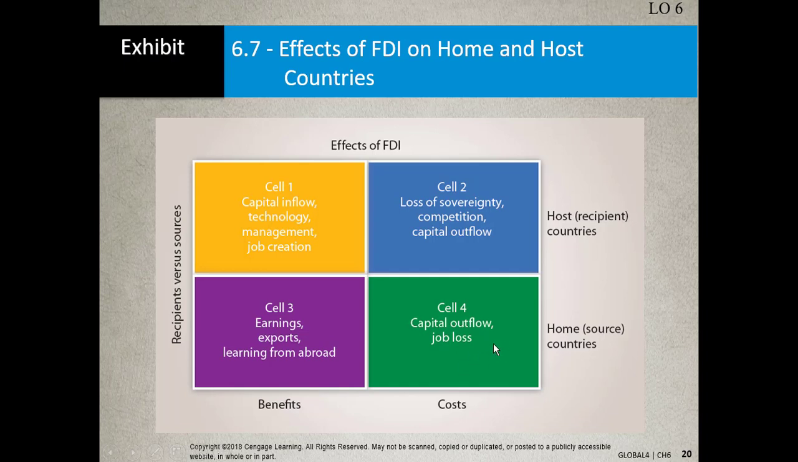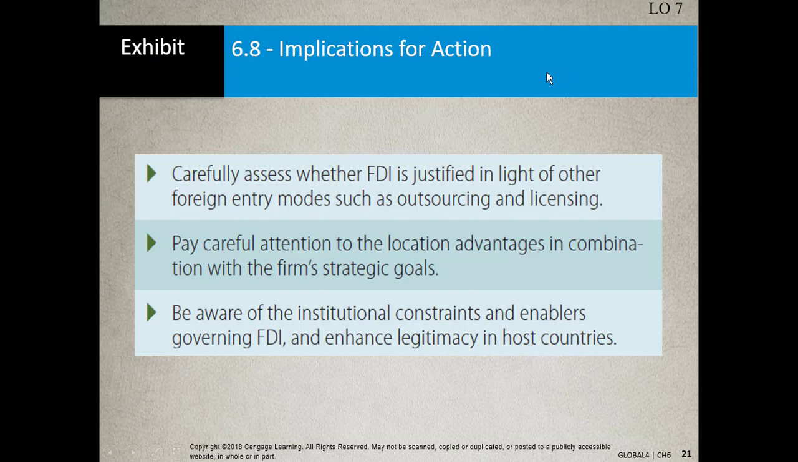All right, let's see. What are the implications for action? So here we go. We are now looking at the very last part of the chapter for implications for action. Number one, carefully assess whether foreign direct investment is justified in light of other foreign entry modes, such as outsourcing or licensing. Sometimes, when we look at the reasons to engage in FDI, again, ownership advantage, location advantage, internalization advantage. If you don't need all of the above, maybe you should outsource.